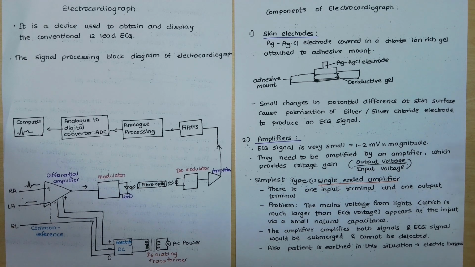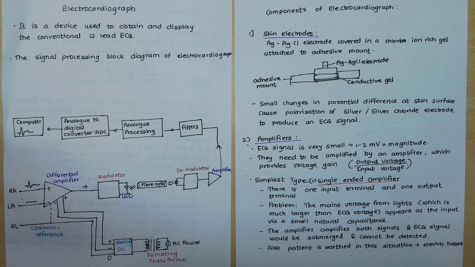The components of electrocardiograph. Skin electrodes. Silver and silver chloride electrode covered in a chloride ion-rich gel attached to the adhesive mount. So the small changes in potential difference at the skin surface cause polarization of the silver and silver chloride electrode to produce an ECG signal.